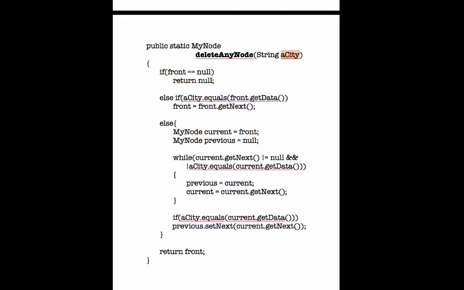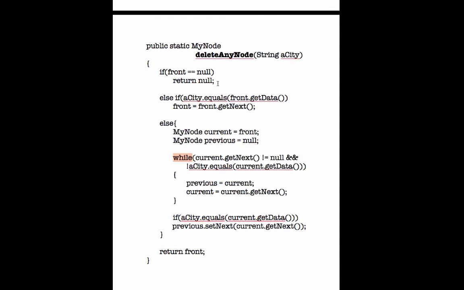What about the rest of the code? Well, there are some special cases. As usual, every time that you try to delete something from the list, you need to make sure that the list has at least one value. In other words, if the list is empty, if front is null, then there is nothing to be deleted. So I'm going to return null. The other special case is that the node to be deleted is the first one, in which case there is no need to traverse the list. There is no need to have this while loop executing. I can simply just bypass the first node.